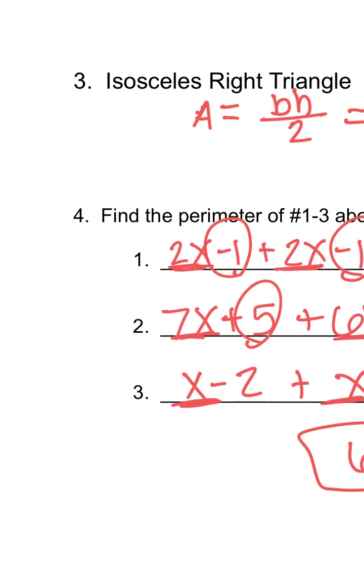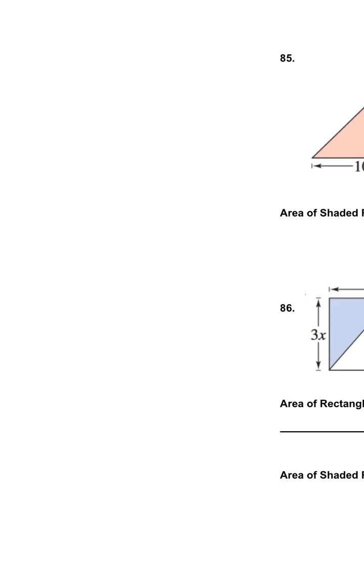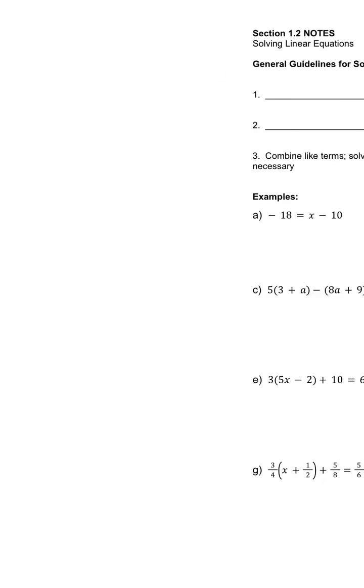Okay, for the next page that says critical thinking, you can go ahead and write skip. We're not doing that. Skip on the next page. There's more shapes and stuff on there. And skip on this page. All right, and then that takes us to 1.2.